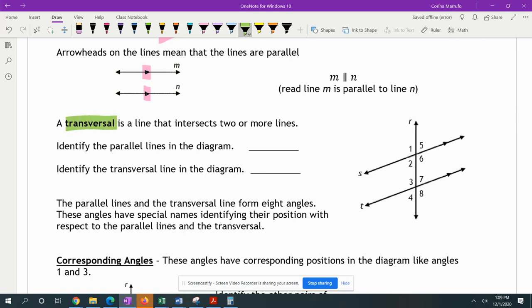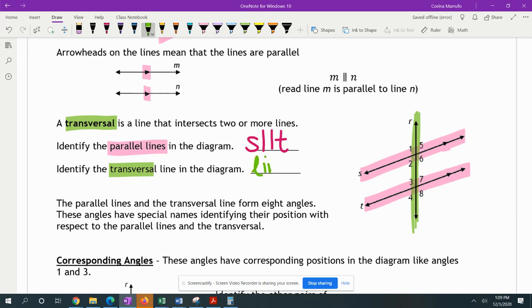So identify the parallel lines in the diagram. By looking at our diagram here, you see these little arrowheads right here. That means that these two lines are parallel. So that means that S is parallel to T. Then it says, identify the transversal. The line that's intersecting these two parallel lines is line R, right here. So the way that we write this is line R.